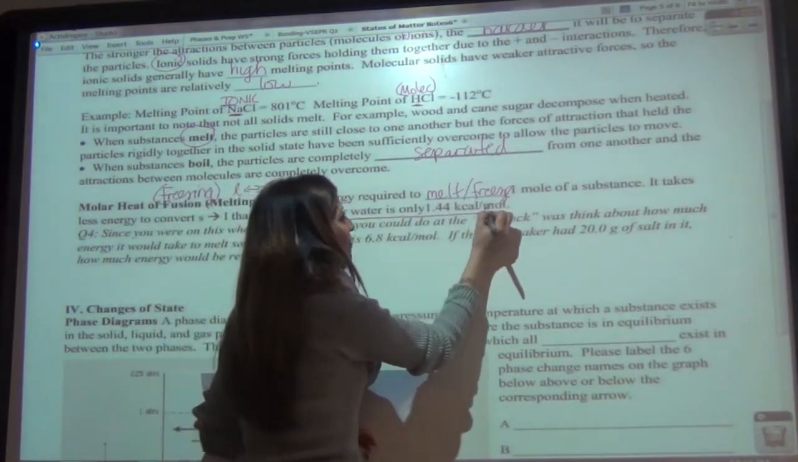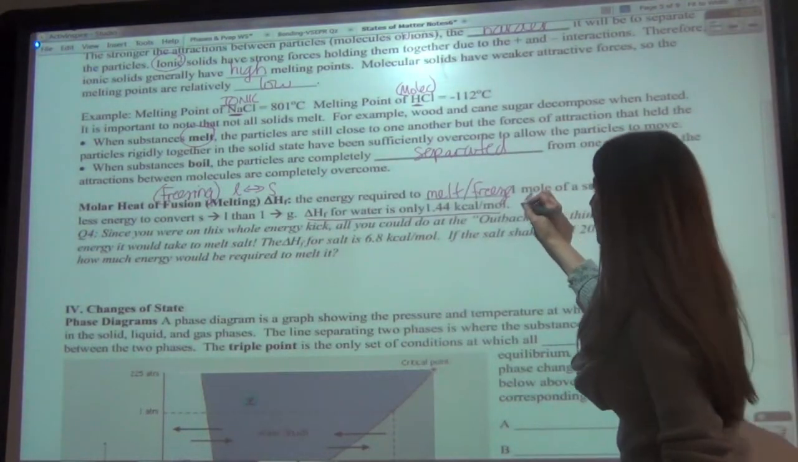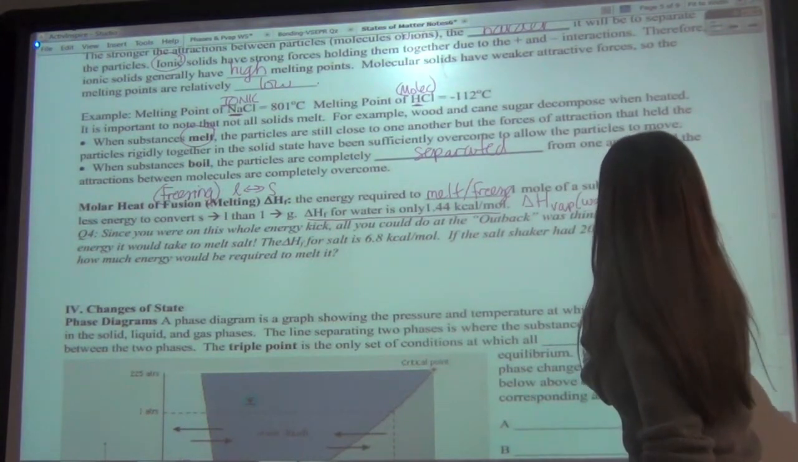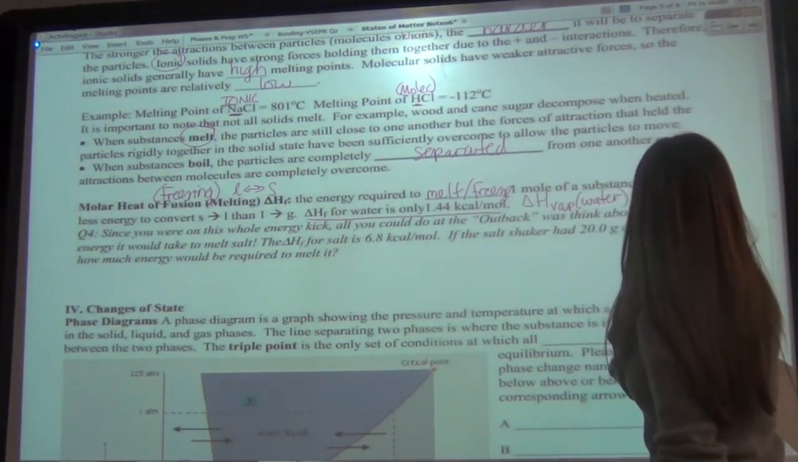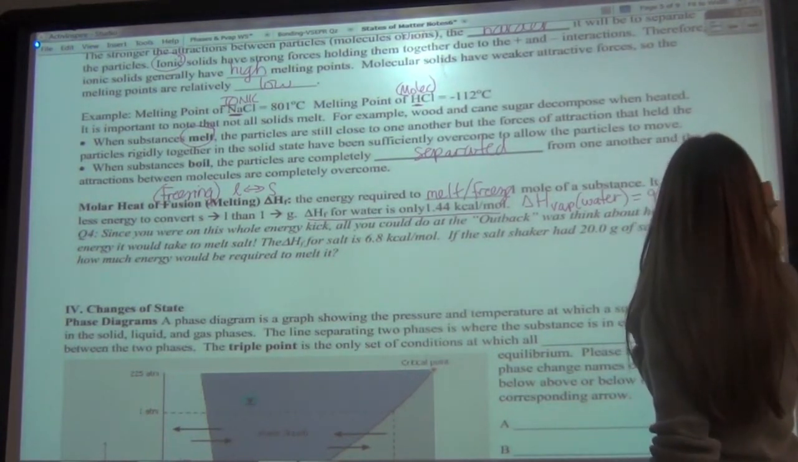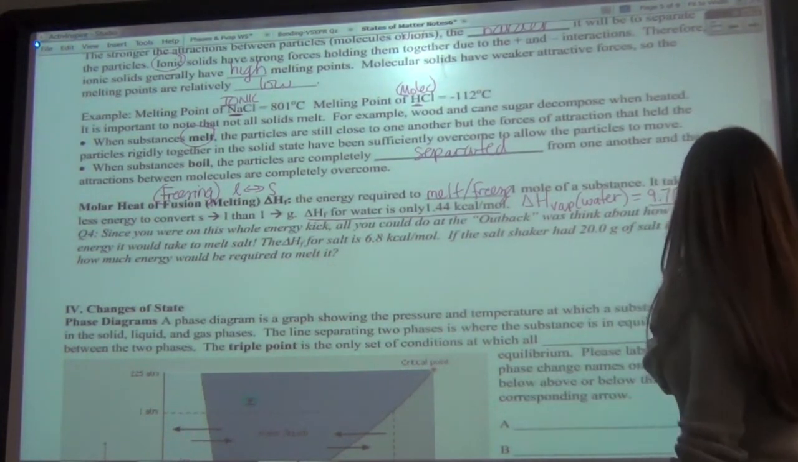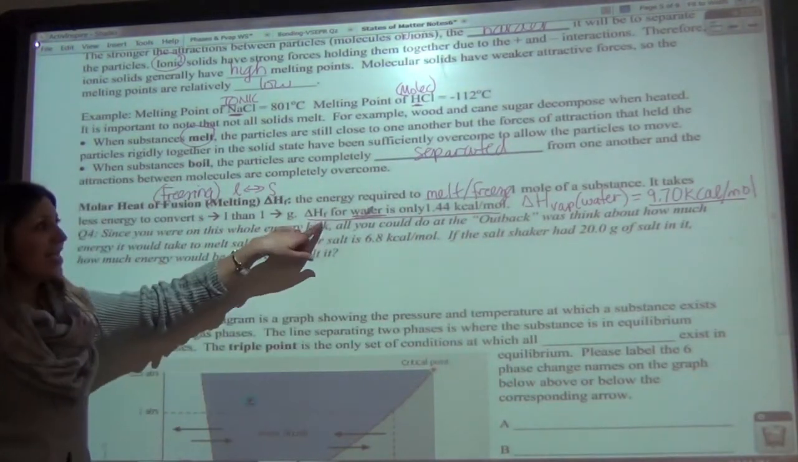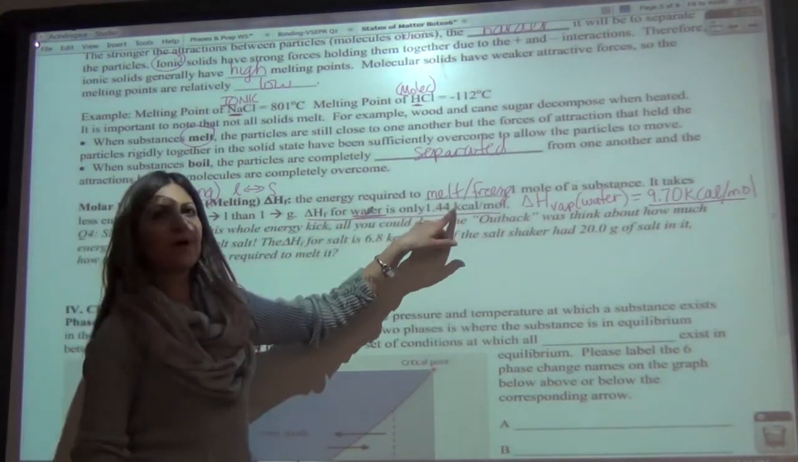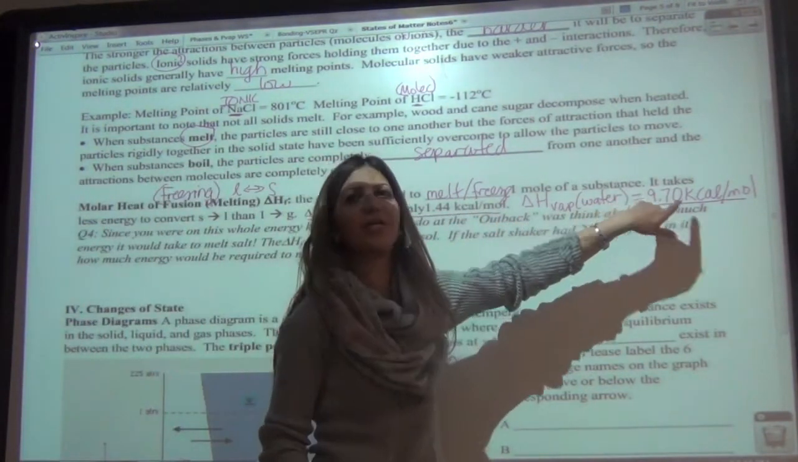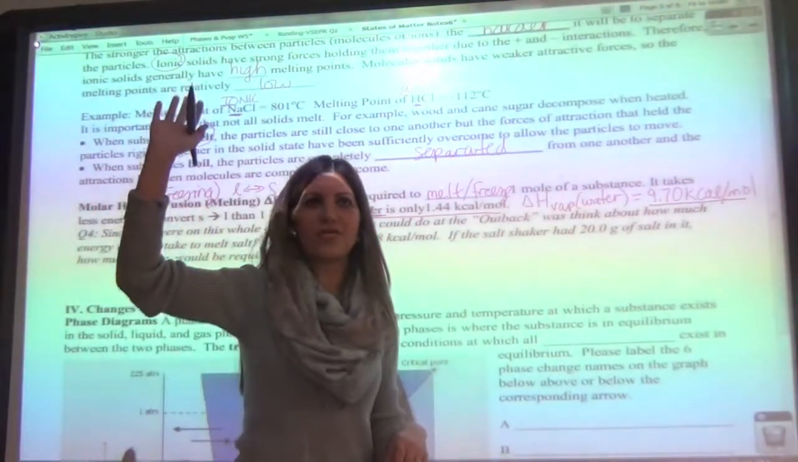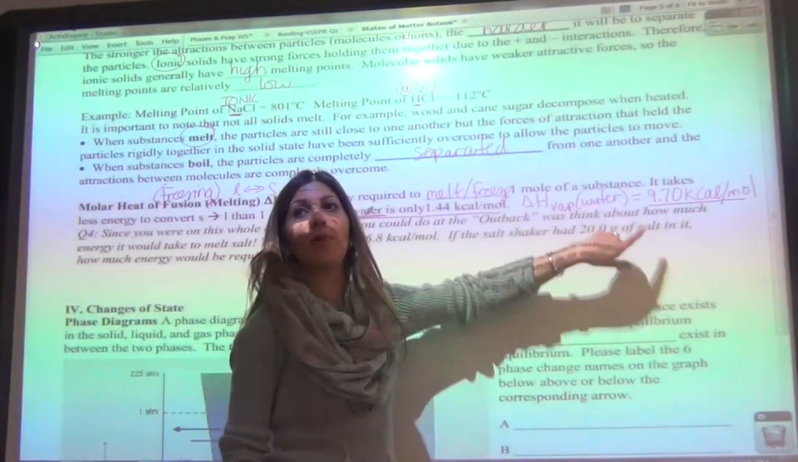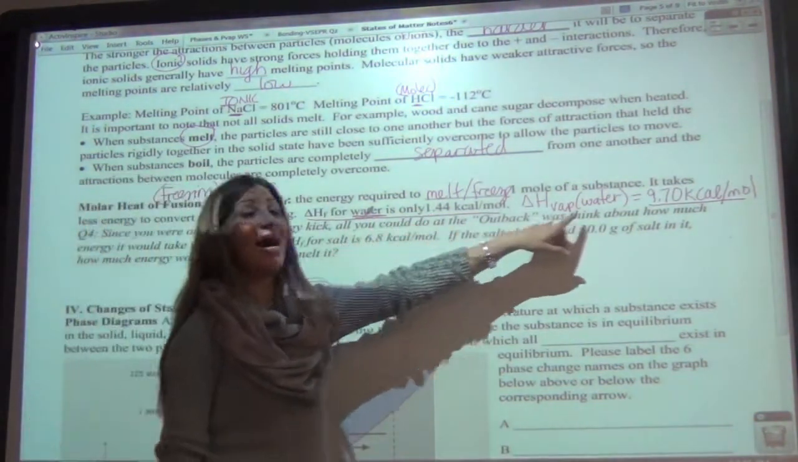So here's the delta H fusion for water, and it's 1.44 kcals per mole. Everybody write this down. We said that the delta H vaporization for water was 9.70 kcals per mole. Someone want to take a guess as to why, since both are water, the fusion is only 1.44 kcals and the vaporization is 9.70? Why is this one so much higher? Not just a little bit, it's a lot higher.